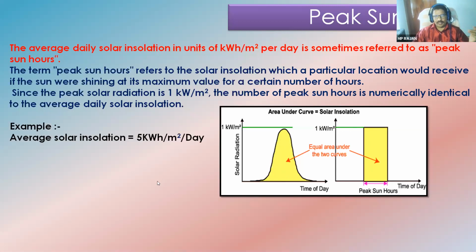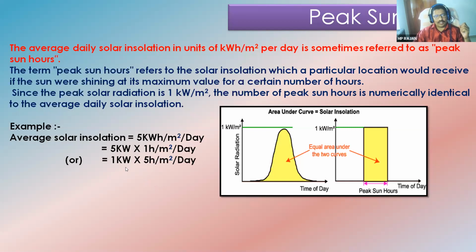Just one calculation: suppose in your area it is 5 kilowatt hour per meter square per day. That is your energy yield. Now 5 kilowatt hour you can write as 5 kilowatt into 1 hour per meter square, or as 1 kilowatt into 5 hours. Both are equal to this value. 1 kilowatt is our standard radiation, so if you consider this, you can say 5 hours. These hours are called peak sun hours or the sunshine hours.